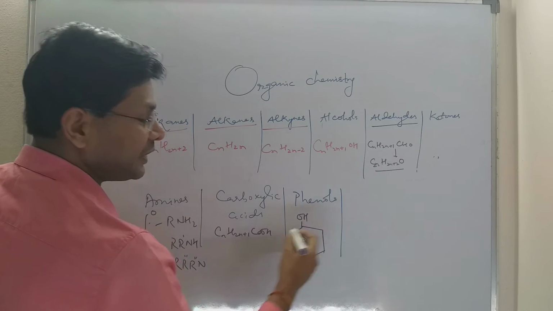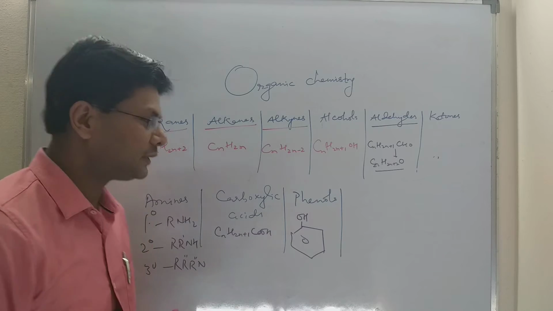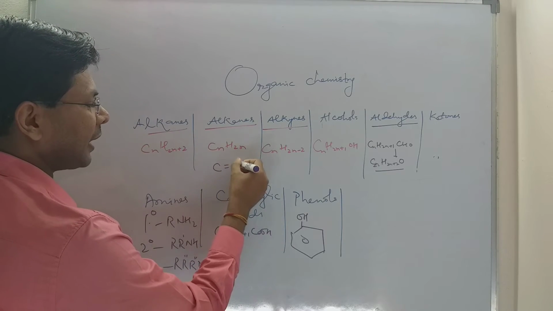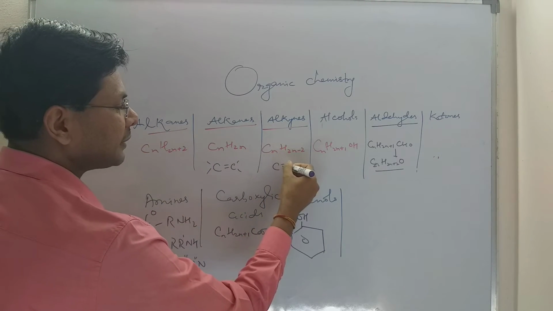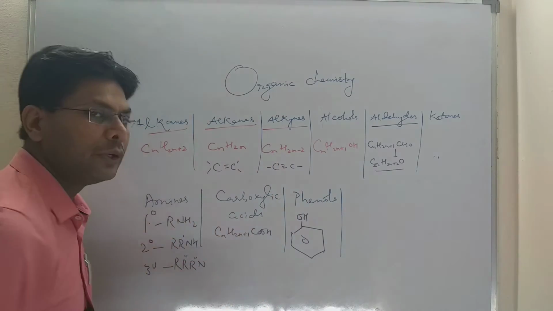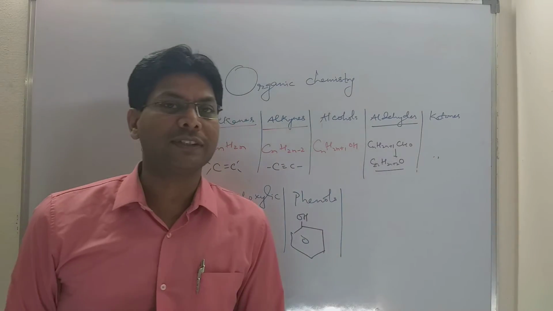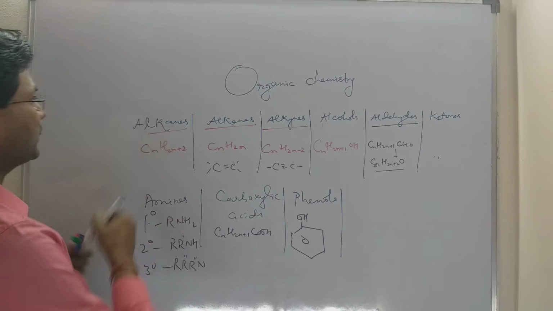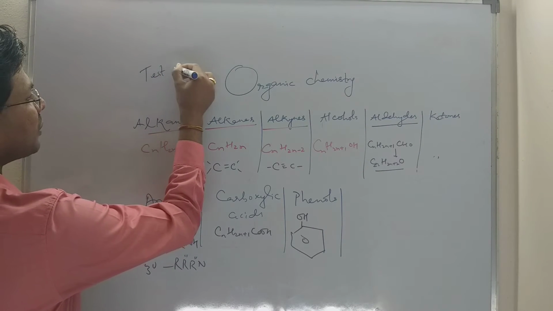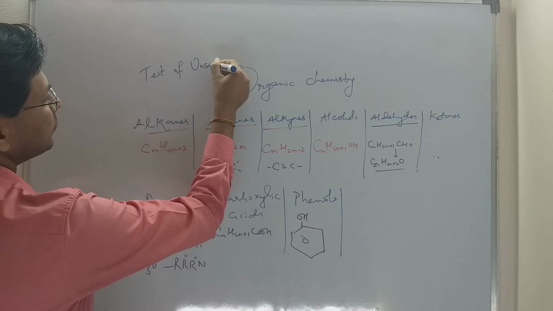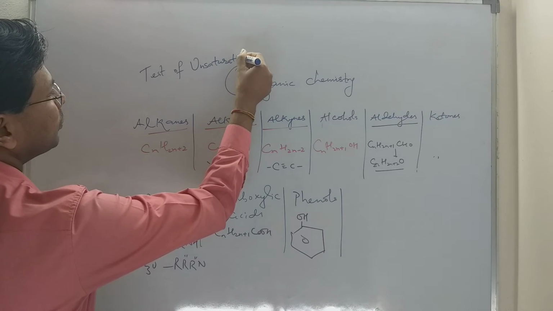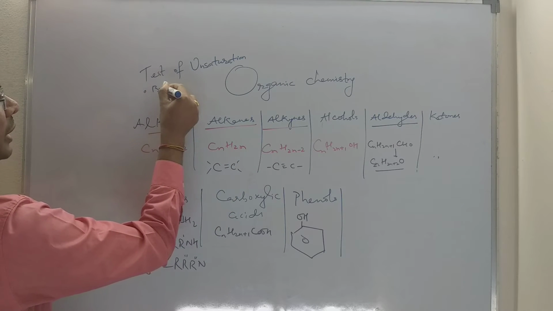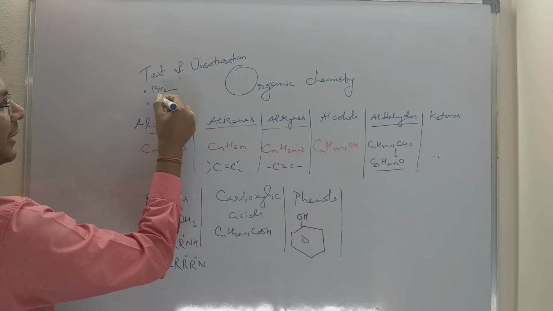Now what are the basic questions that they can ask you? First and foremost, alkenes have a carbon-carbon double bond, alkynes have a carbon-carbon triple bond. So what are the tests of unsaturation? You must be knowing the tests of unsaturation: bromine water test, Br2 test, and Bayer's reagent test.